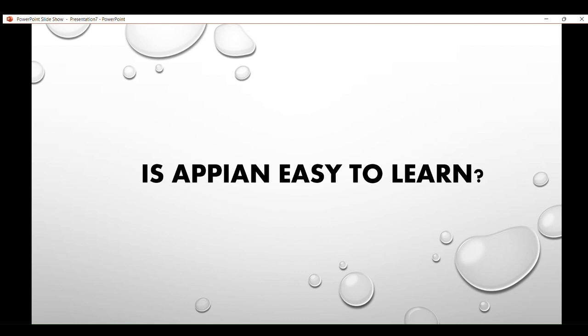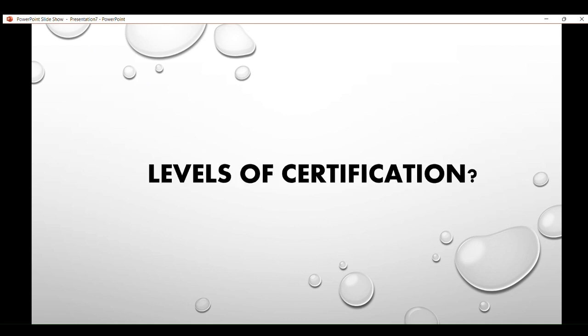Moving on to our next FAQ, levels of certification. There are three levels of certification. The first one is Appian Certified Associate Developer. The second one is Appian Certified Senior Developer. And the third one is Appian Certified Lead Developer. The Lead Developer certification is a bit tricky and tough, I would say.